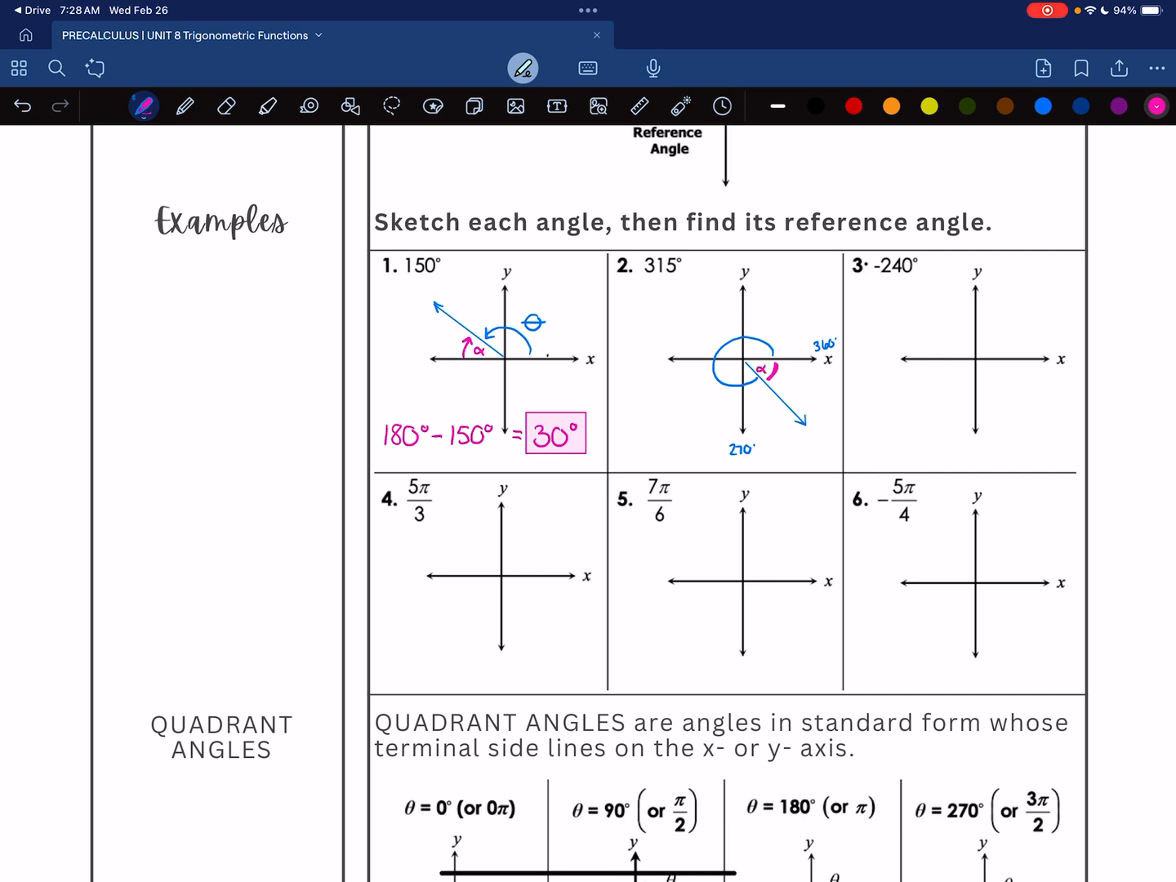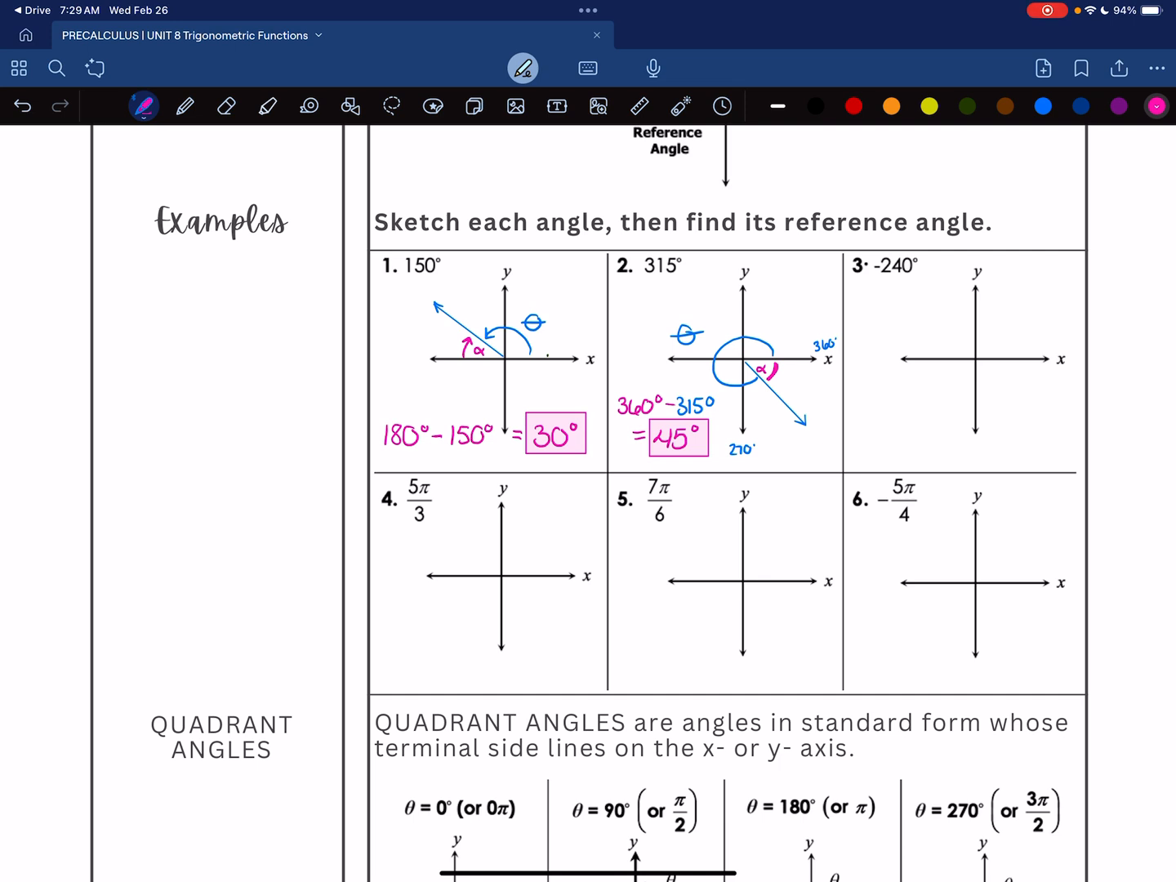This is alpha. So how will we find that? Well, like we did previously, we can take away from a full revolution our theta amount, which was 315 degrees. And that is going to give us, what is that difference? That is 45 degrees.